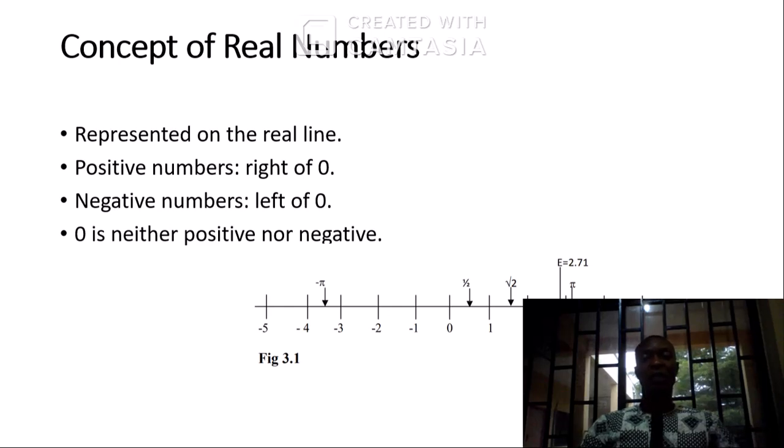You have 0 in the middle, and to the right you have positive numbers. You can represent a half between 0 and 1. You can represent 1.5 between 1 and 2. You can represent even the square root of 2, e, and pi, which is 3.142. Any number you can represent there. Even on the negative side, you can represent minus pi, minus a half, minus 2.3. So real numbers consist of all numbers except complex numbers. We will not go there now.